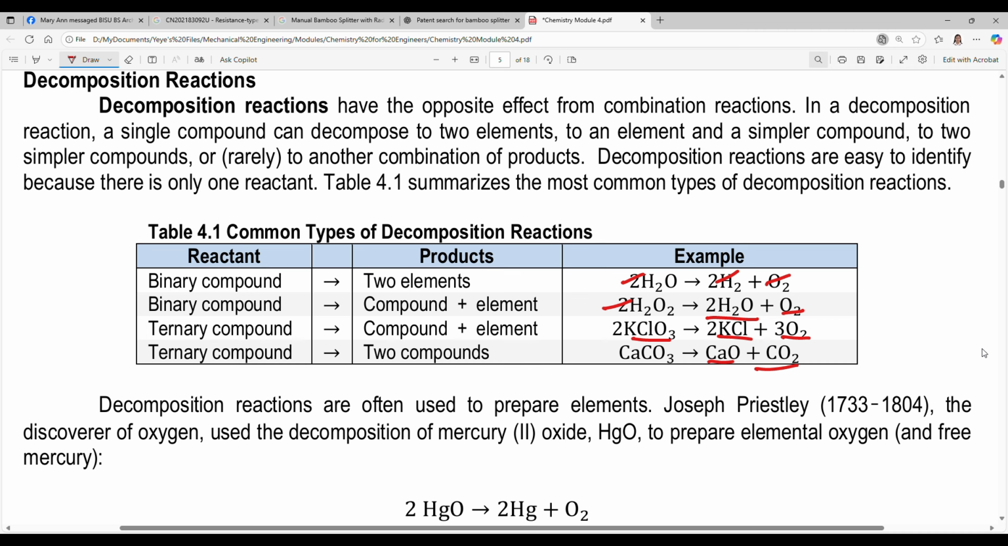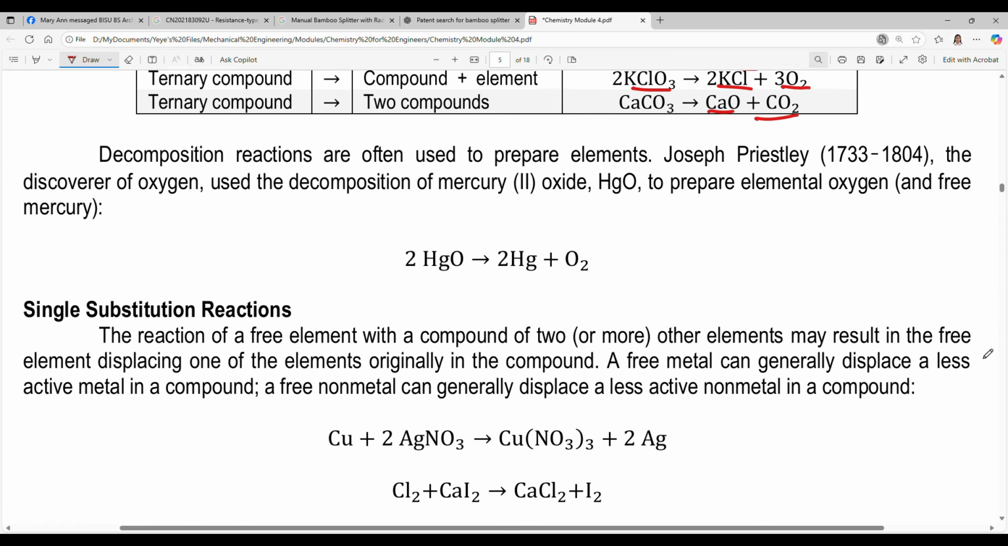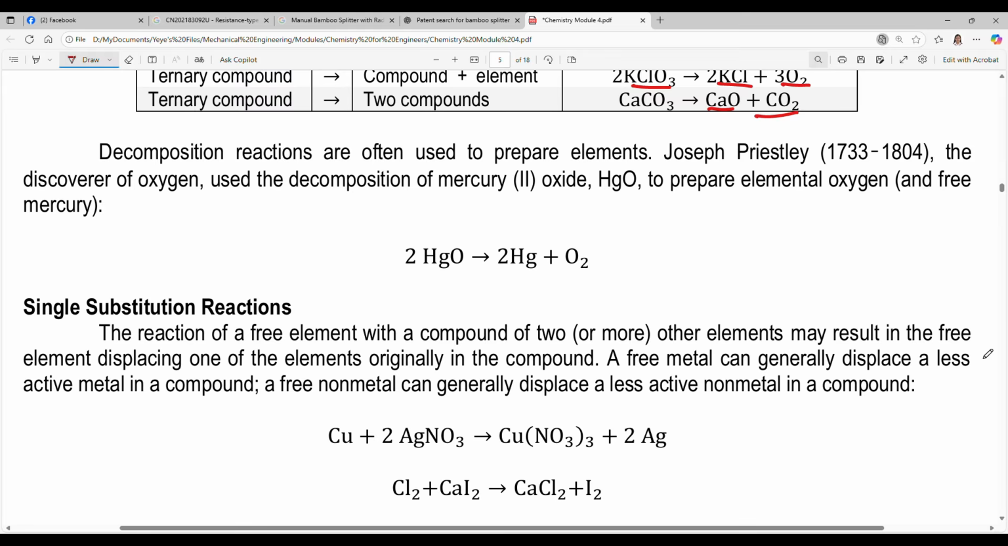So decomposition reactions are often used to prepare elements. Joseph Priestley, the discoverer of oxygen, used the decomposition of mercury oxide to prepare elemental oxygen and free mercury. Okay, so this is the chemical equation of the reaction described above. So that is for decomposition, the right term is decompose or disintegrate, basta kay imong gibuwag.